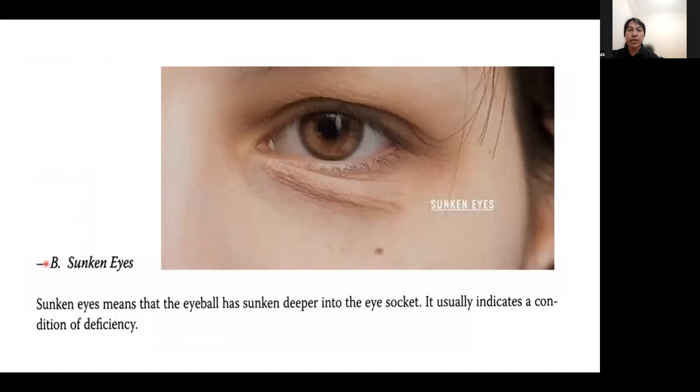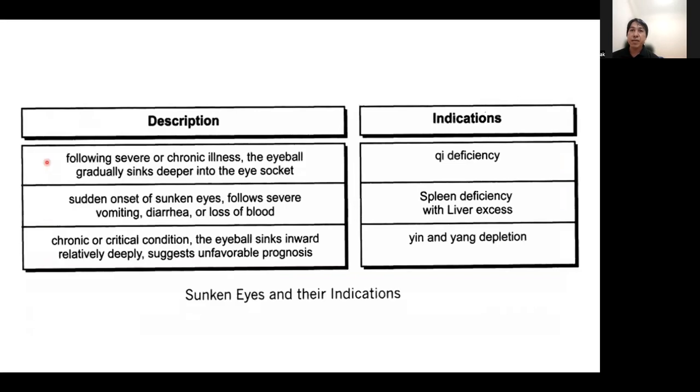Okay, letter B, sunken eyes. Yes, you can see in the picture, sunken eyes means that the eyeball has sunk deeper into the eye socket. It usually indicates a condition of deficiency. Sunken eyes and their indication: following severe or chronic illness, the eyeball gradually sinks deeper into the eye socket. It indicates qi deficiency.